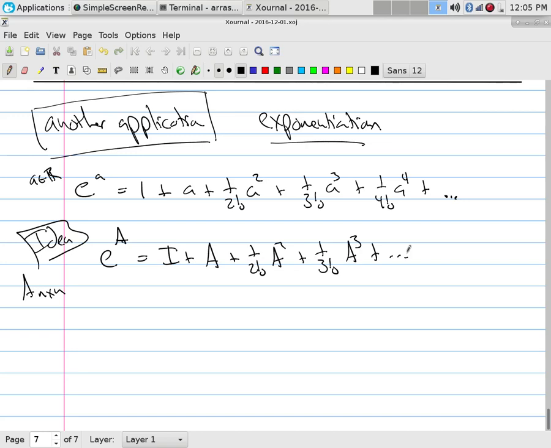Can every one of those be done? If a is square, if it's n by n, I, which is n by n, can I add two matrices? Yes. Can I square a matrix? Yes. Can I cube a matrix? Yes. Can I take a scalar and multiply it by a matrix? Yes. Are all of these matrices n by n? Yes. So I should be able to add this entire thing up. In other words, e to a matrix would be the sum from k equals 0 to infinity of 1 over k factorial a to the k power, where a to the 0 is considered I. That exists.